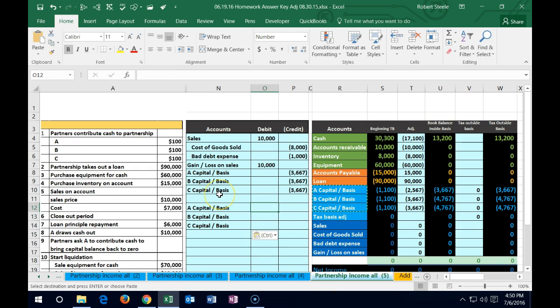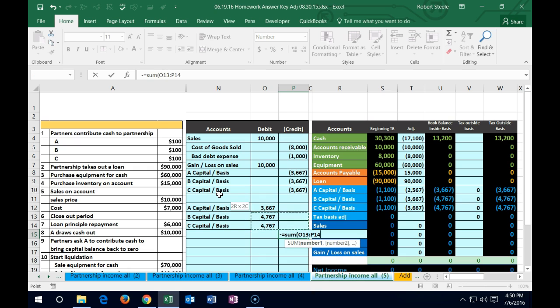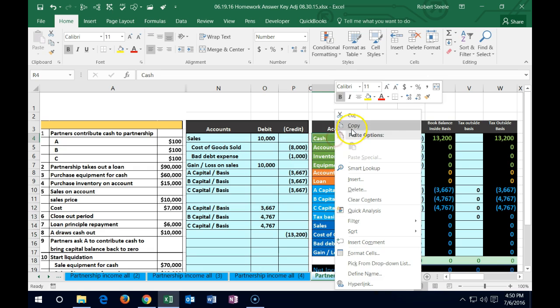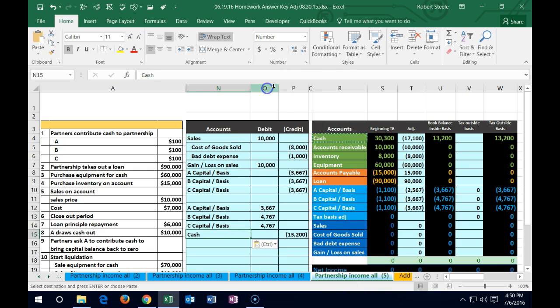So if we do that, we're going to say it's the 3,667, 4,767, 4,767, and we have the credit negative sum of the, oh, what was that, 13, and now it's off by $1 because of rounding, but let's just make it right, 132.00. That's okay. And then we're going to say that's going to go to cash. Here's cash, and we could post that out, so we could indent that, home tab, alignment, indent, posting it out.